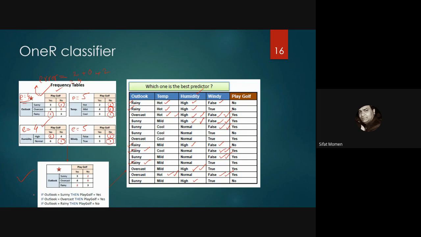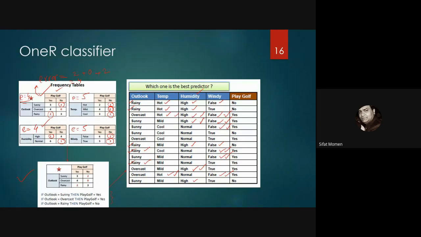So this is what we are doing, but interestingly, if we are therefore using the outlook, তাহলে দেখেন তো আমরা এক ধরনের রুলস তৈরি করে ফেললাম না? রুলসটা কি? Outlook যদি sunny হয়, we are going to predict what? Yes or no? Yes. If outlook is sunny, then play golf, yes. If outlook is overcast, then play golf is also yes. If outlook is rainy, then play golf is no.